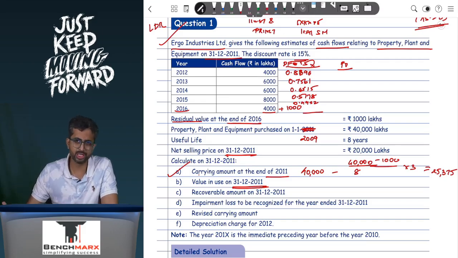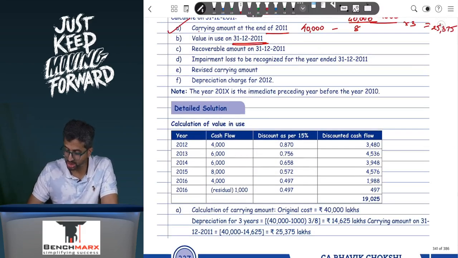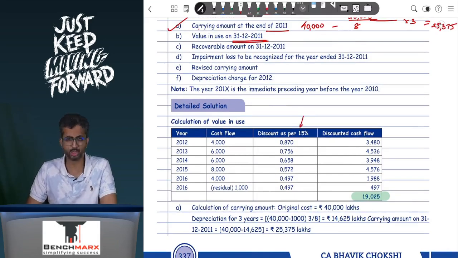I'll take it up to 4 decimals. Having said that, you can even take it up to 3 decimals and you will get around 19,024 or 25 as the case may be. As you can see, 19,025. Maybe a little bit of rounding off here and there will work. Here 3 decimals are taken, we have taken 4 decimals, so 19,020 comes.